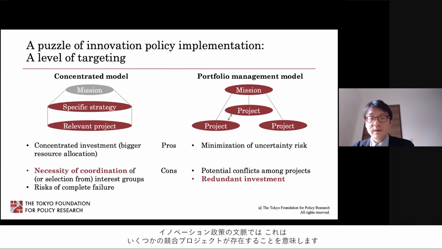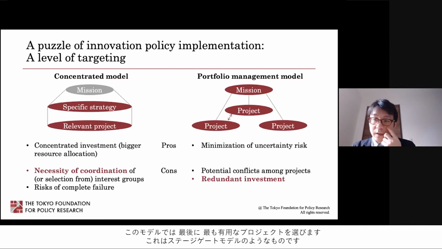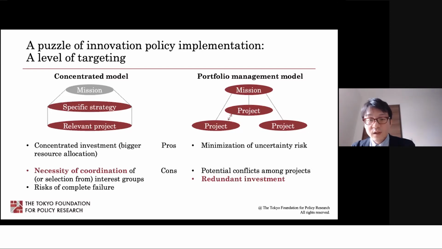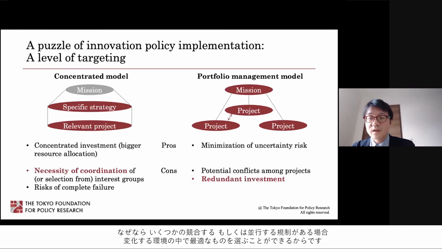Well, in the context of innovation policy, this means we have several competing projects. Then finally, we pick the most successful one. So this is a kind of stage gate model. The advantage of this type of model is obviously the minimization of uncertainty risks of any innovation project. And in terms of regulations, this is also beneficial because if we have several competing or parallel regulations, we can choose the best one in the changing environment.